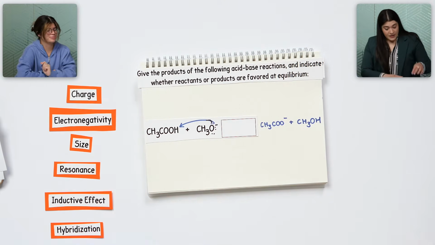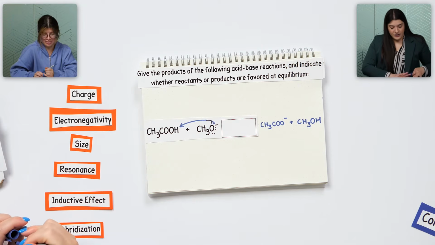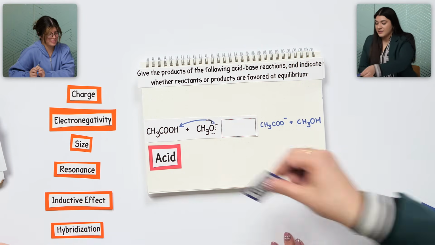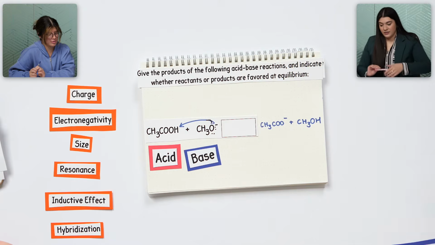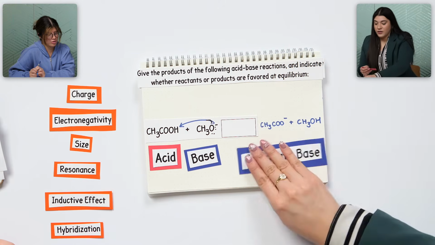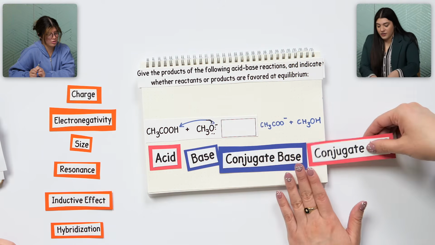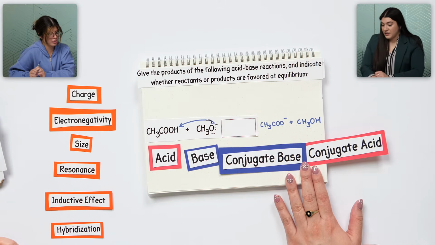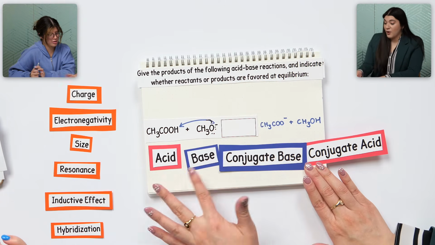Perfect. No charge. That's it. And then just going back, again, I knew this was the acid, our base. We formed our conjugate base, this guy, and our conjugate acid, this guy. So that's how it's always going to be. There's always the opposite pairing.